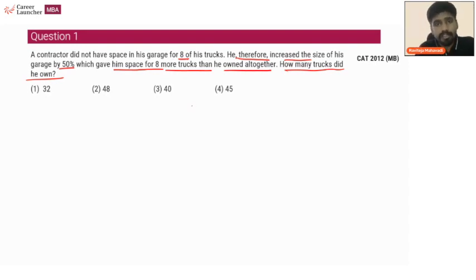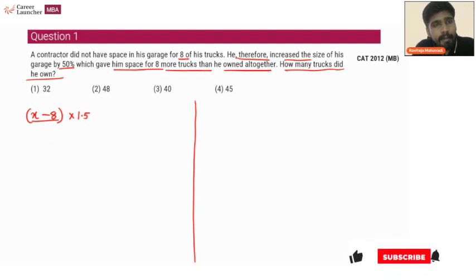It may not be a bad idea to start with the options. We'll look at how to start with the options, and we'll look at how to solve the question traditionally also. So let us say he has X trucks. Initially, how many trucks could he park? He could park X minus 8 trucks. If he increased the size by 50%, that means he is multiplying that by 1.5. 50% increase would correspond to a 1.5 multiplication factor. So (x minus 8) into 1.5.